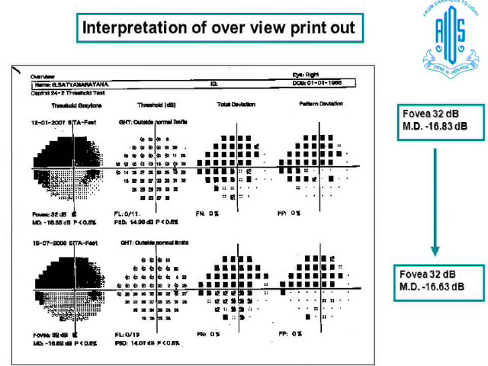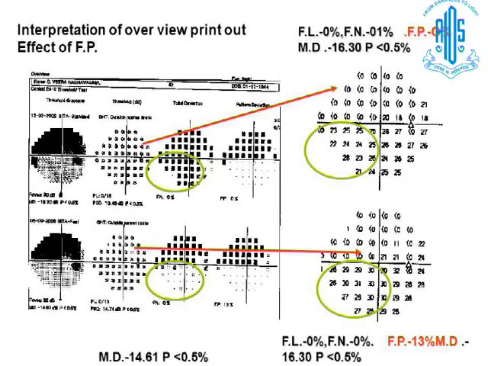In this patient, the mean deviation is changing almost similarly. See, in this case, this is a localized scotoma here. In the follow-up test, it disappears. This disappearance is mainly due to the false positives being high. Compared to this, the false positives in the first test are 1, and here they are 13.